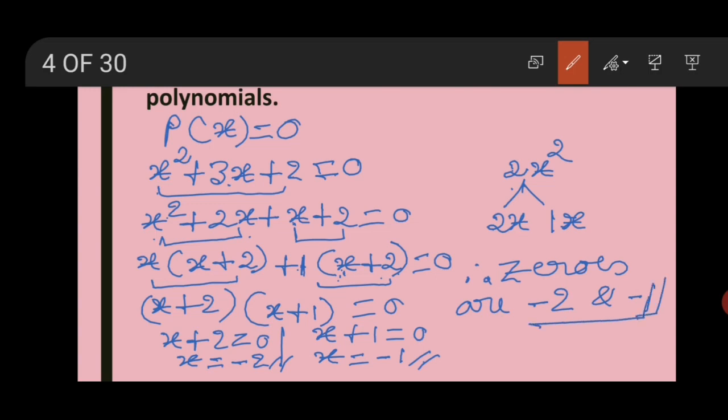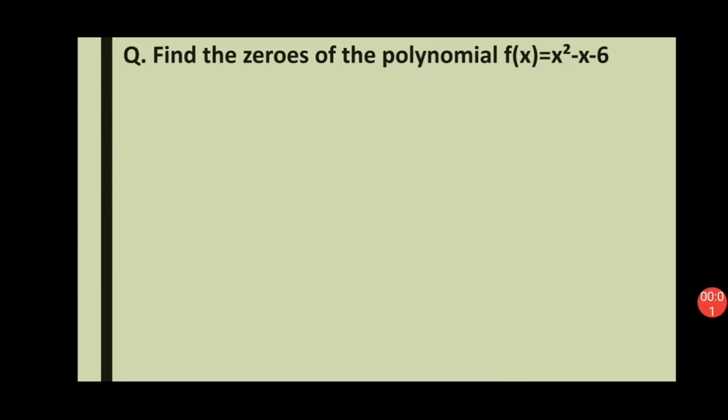So this is an example to find zeros of the quadratic polynomial. Since its power or degree is 2, so children, let us find zeros of the polynomial f of x is equal to x square minus x minus 6. F of x is given, so equate it into 0 first. Therefore f of x, what is the value of f of x? It is x square minus x minus 6 is equal to 0.